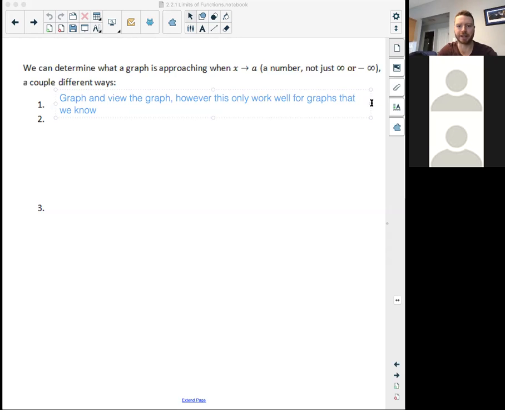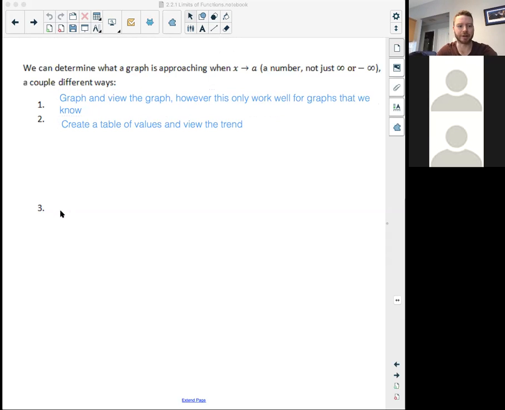Okay, so keep that in mind. It's not impossible, but it might just be challenging in some cases. Okay. Number 2, text. We can create a table of values and view the trend. This is going to be useful. We've kind of done this before.